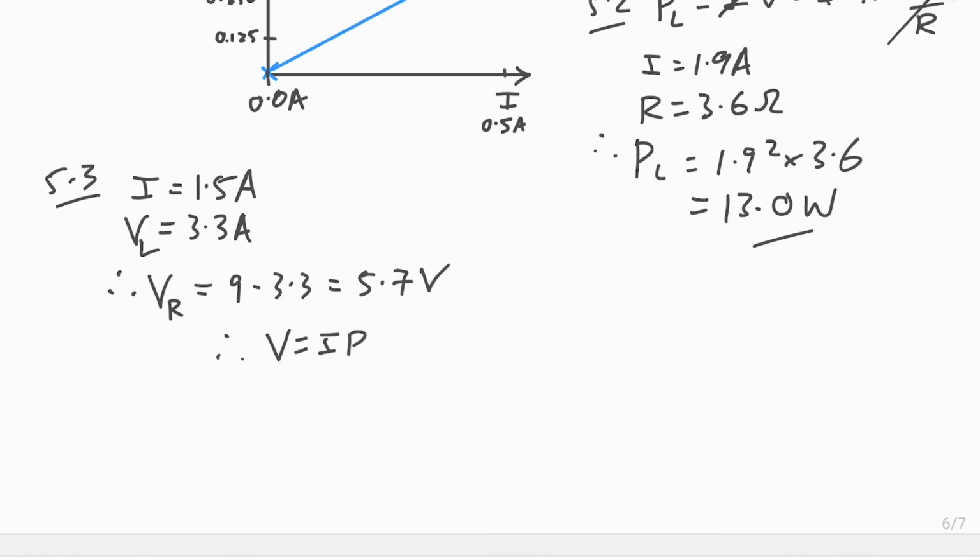And then we can just use V equals IR. Therefore, resistance is equal to V over I. So that is 5.7 divided by 1.5. Again, same current because they are in series. And that gives us 3.8 ohms. I wish they would have put a subscript L there, but that's just me.